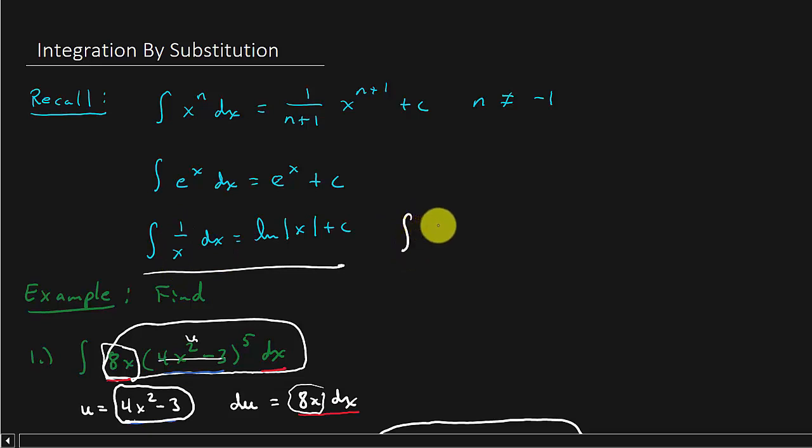Isn't that the same thing as dx over x equals natural log absolute value of x plus c? I mean, the dx can be out here or it can be up here in the numerator. It doesn't matter. This is the same thing as this. And that's what we have. We have du over u.